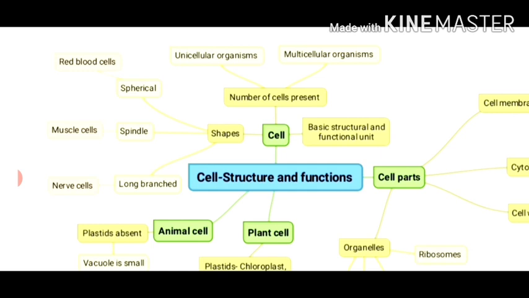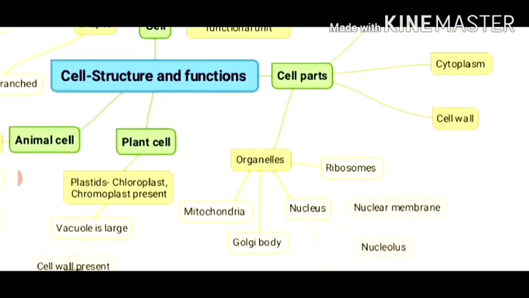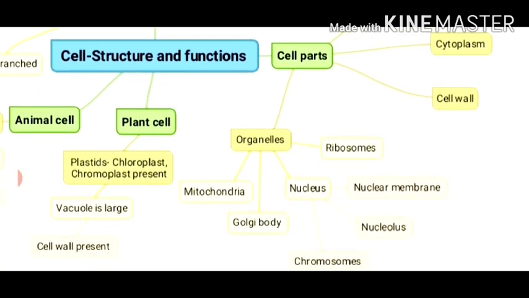Then we learnt about the shape and size of cells. Cells may have different shapes like spherical red blood cells, spindle-shaped muscle cells, and long branched nerve cells of humans. Furthermore, we learnt that a cell has three main parts: cell membrane, cytoplasm, which contains smaller components called organelles, and the nucleus. The nucleus is separated from the cytoplasm by a nuclear membrane.